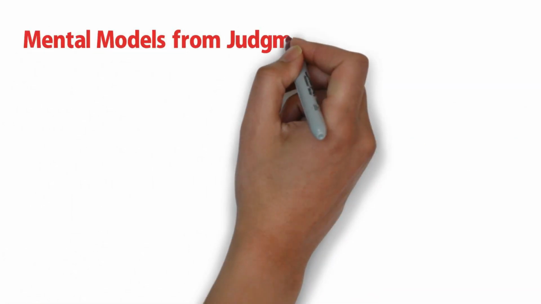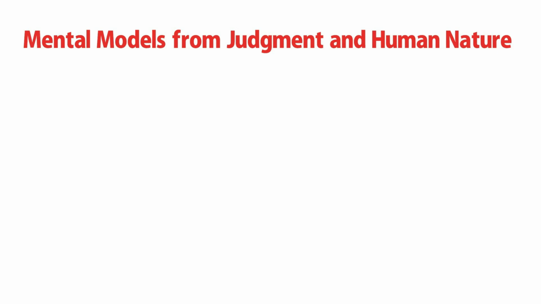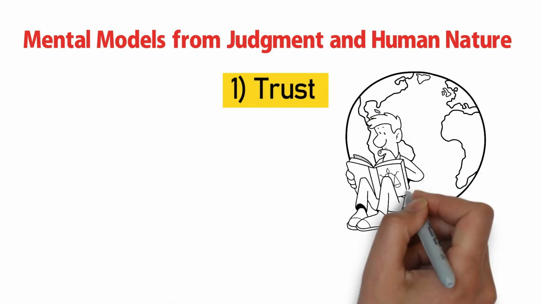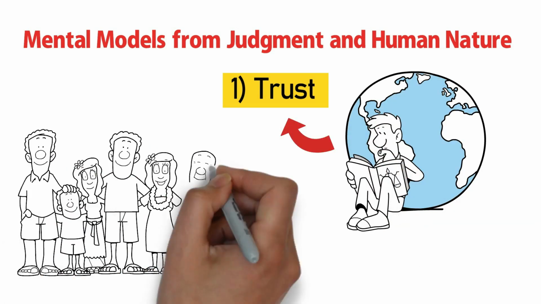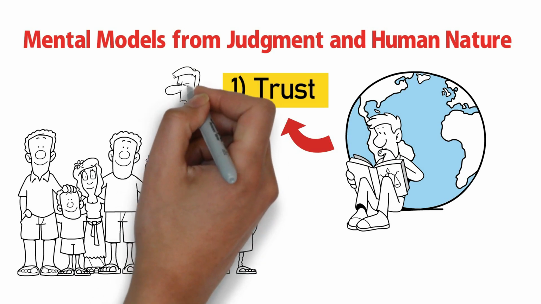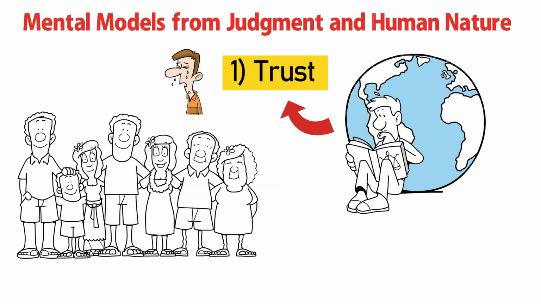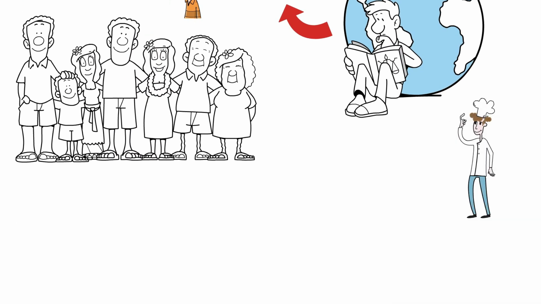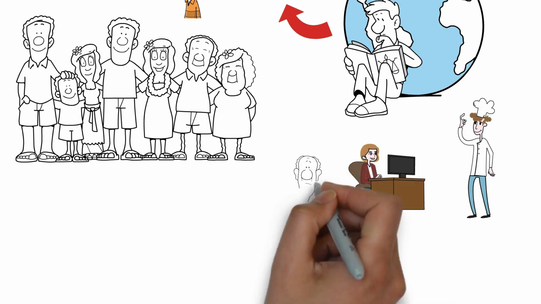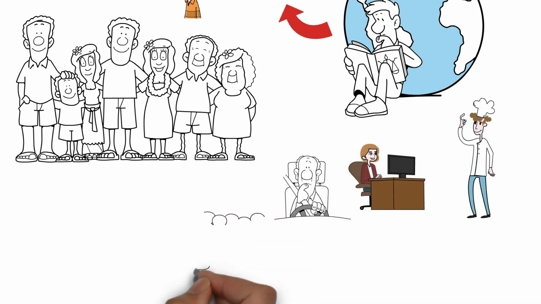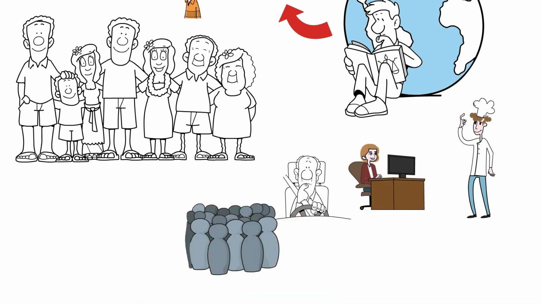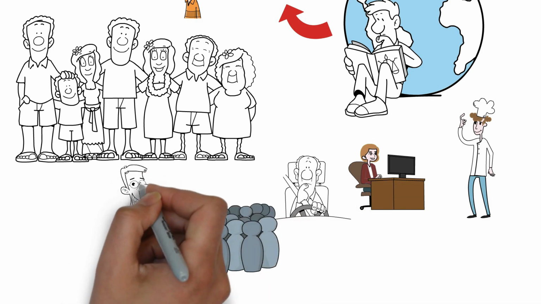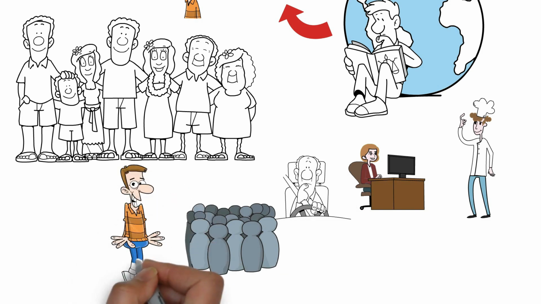Mental models from judgment and human nature. Number 1, trust. Fundamentally, the modern world is based on the concept of trust. We trust our families, otherwise we'd have a hard time surviving, but we also trust chefs, clerks, drivers, factory workers, executives, and a variety of others. The most efficient system is the one that is based on trust. The benefits of trust are enormous.